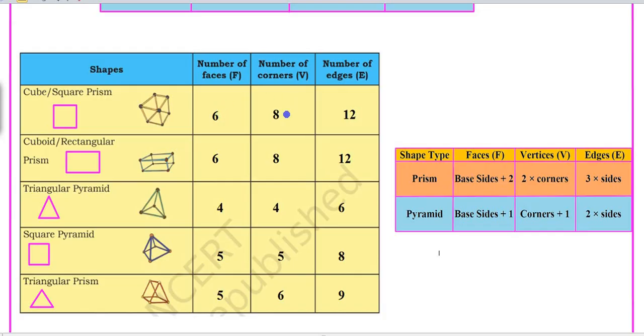Then for finding the number of vertices or corners, the formula is 2 into corners. 2 into how many corners? How many corners for the cube?